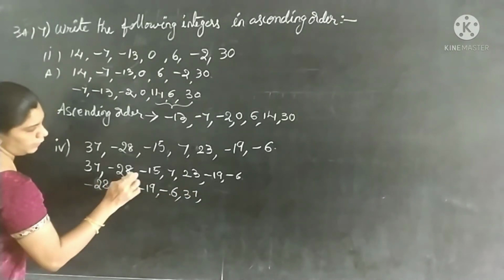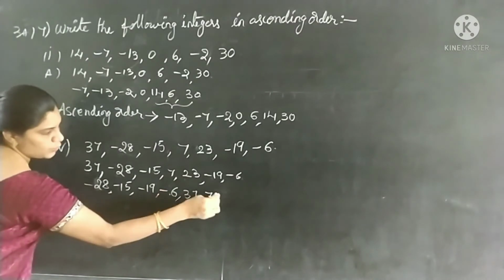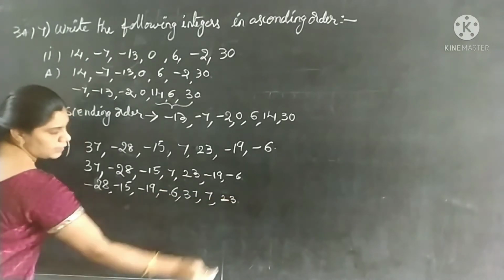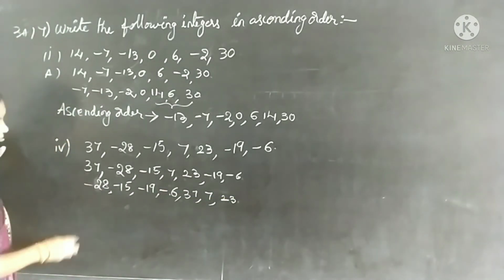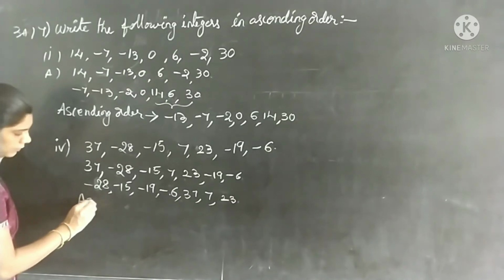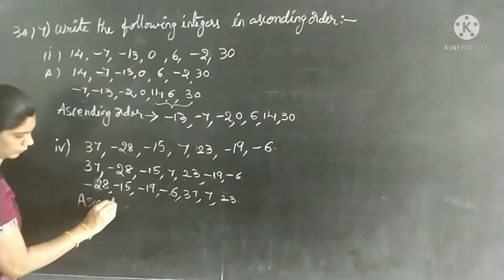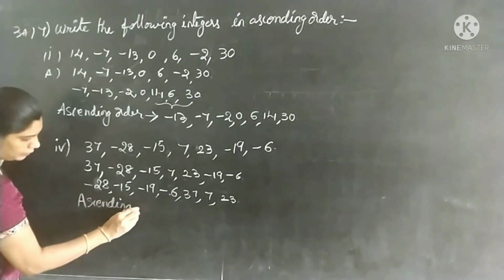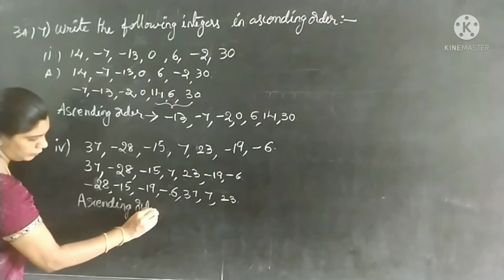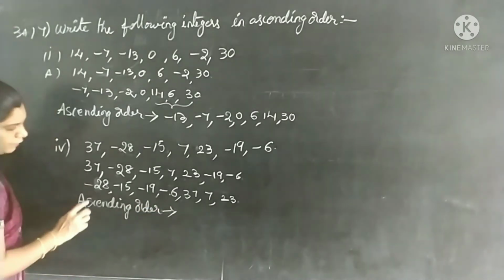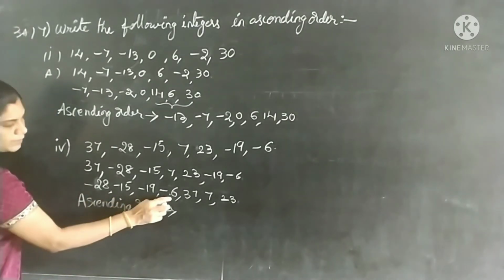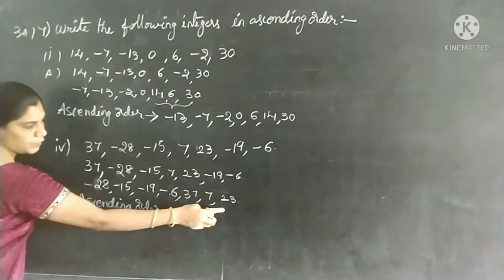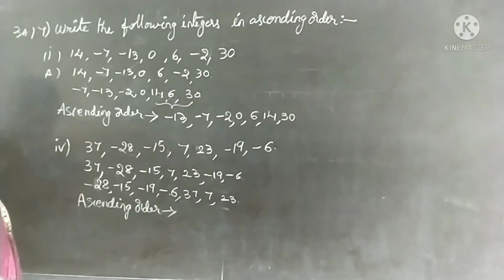37, and next 7, and next will be 23. That's all. Now arrange in ascending order. Ascending order will be, first arrange the negative numbers in ascending order. After that arrange the positive numbers in ascending order. First arrange the negative numbers.